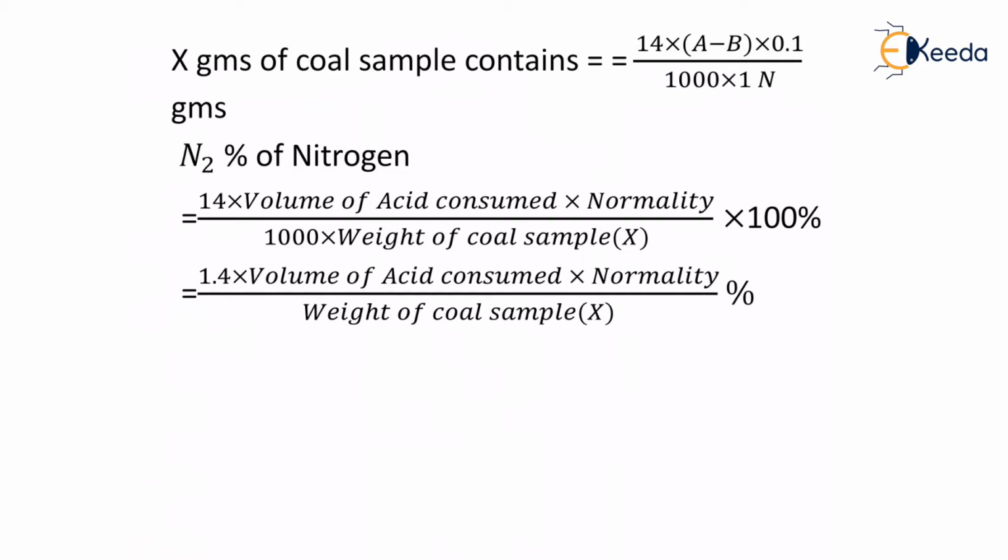Now how do we find the percentage? We take the entire formula and we multiply it by 100. So 14 into volume of acid consumed into normality upon 1000 into weight of coal sample, which is equal to 1.4. Now how did I get 1.4? Because we cancelled off the 1000 with the 100 and then only 10 was remaining. 1 by 10 is nothing but point 1, so we can have it as 1.4 into volume of acid consumed into normality upon weight of the coal sample.